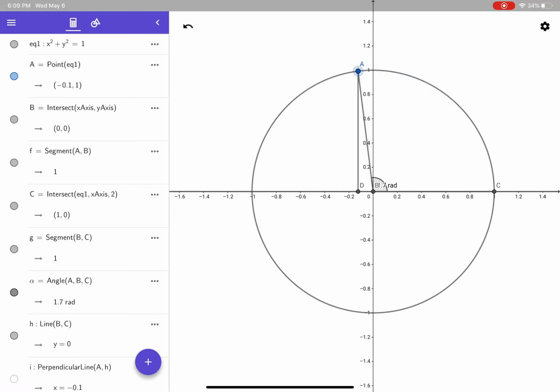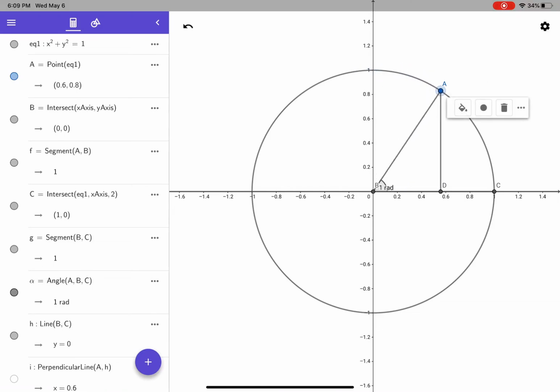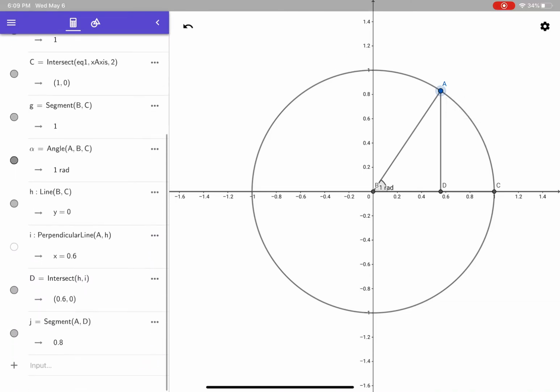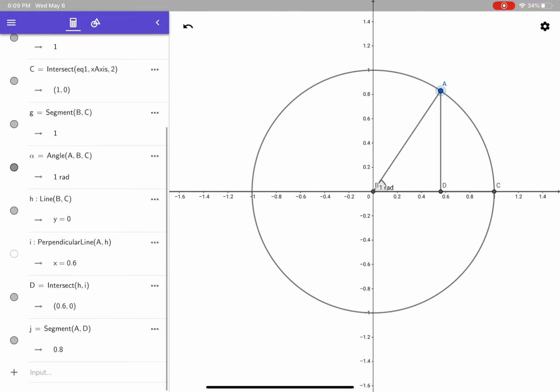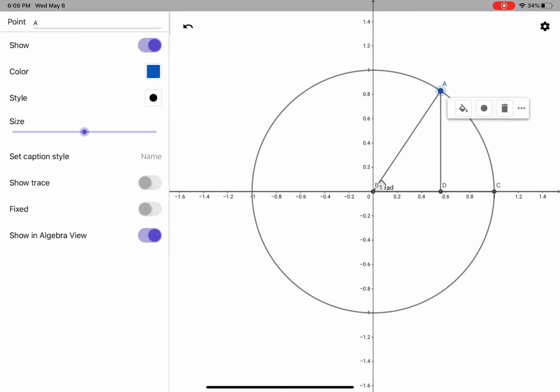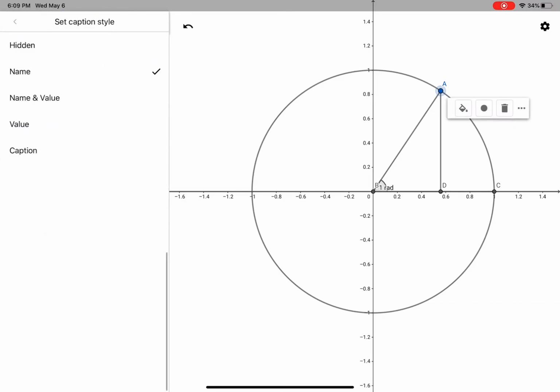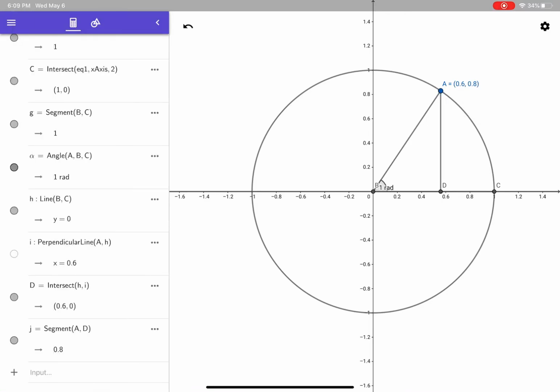My output point is going to be the length of this segment from A to D. And I think that that's measured on here too. From A to D, it's right down here. It's J. So segment AD right now is 0.8. Let me actually get the XY coordinates for this point. I think I can do that. Let's see. Caption, name, and value. There we go. So then we can see that that 0.8 that's there is the same thing as the 0.8 on the y-coordinate there, right? Those two things are the same.